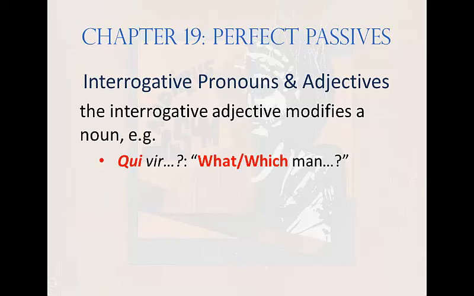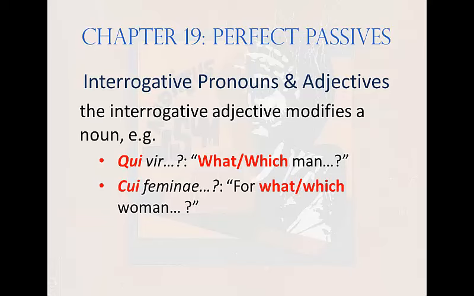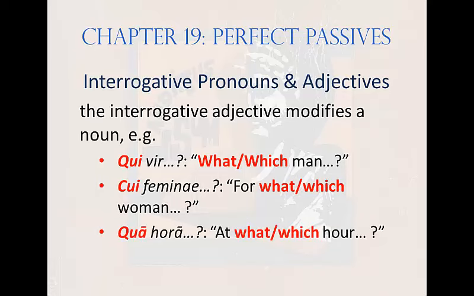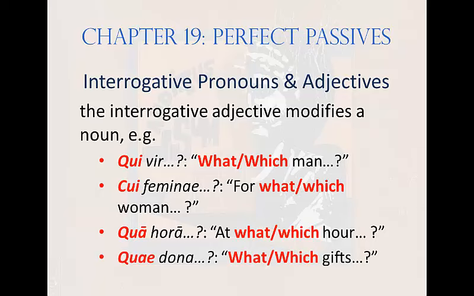So that, if a Roman wanted to ask, what man, he or she would say, qui vir, meaning what or which man. To ask, for what woman, a Roman would say, cui feminae. To ask at what time, a Roman would say, qua hora. Or to ask, what or which gifts, as the subject or direct object, a Latin speaker would say, quae dona. And that completes the grammar for chapter 19.